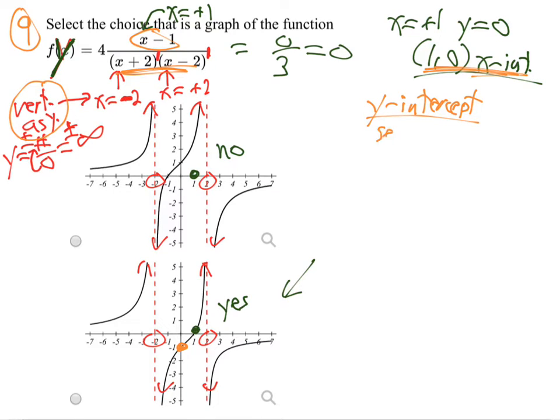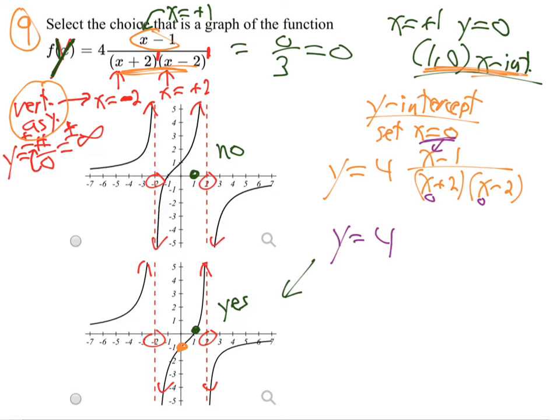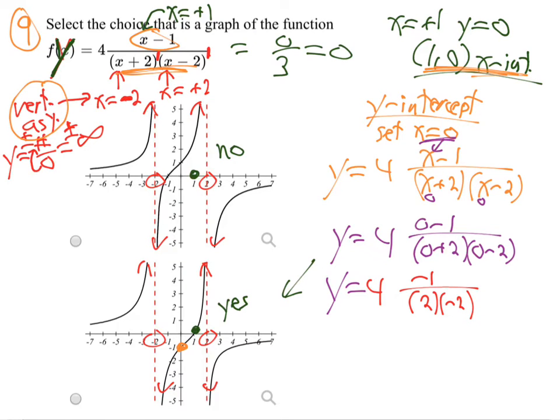Well, y-intercept means set x to 0, right? Opposite letter 0. So take this equation, y equals 4 times x minus 1, over x plus 2 times x minus 2, and plug in x is 0 in the other 2 spots and see what you get. That'll be 0 minus 1 over 0 plus 2 times 0 minus 2. So that'll be 4 times -1 over 2 times -2.